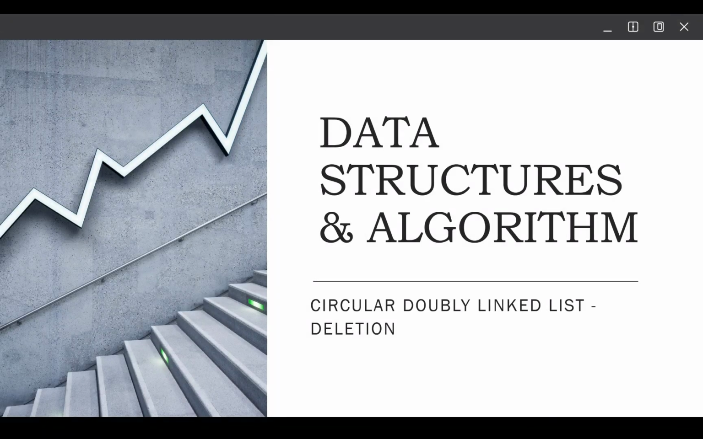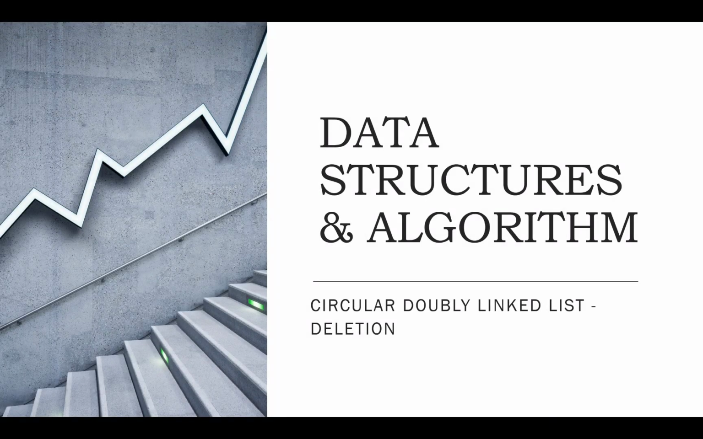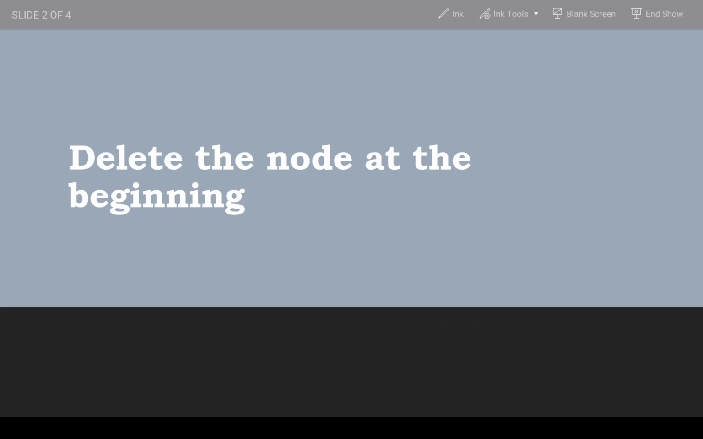In this video, we are going to see about the circular doubly linked list deletion. There are two cases. One is deleting the starting node, that is the beginning node, and the next one is deleting the last node. Here we are going to see how to delete the node at the beginning.